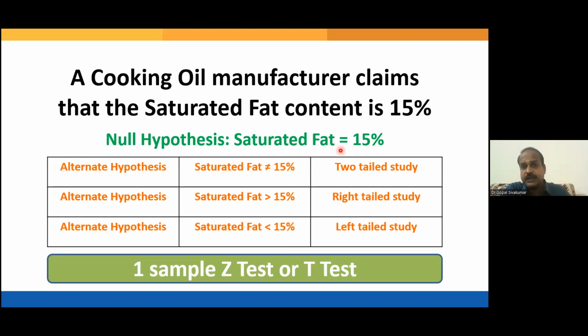Now tell me, are the population characteristics known to you or unknown? No, unknown, sir. Unknown. So what is your test now? T-test. Beautiful. It is the one sample t-test. Whenever you come to this scenario, please understand your decision-making procedure is called the one sample t-test.